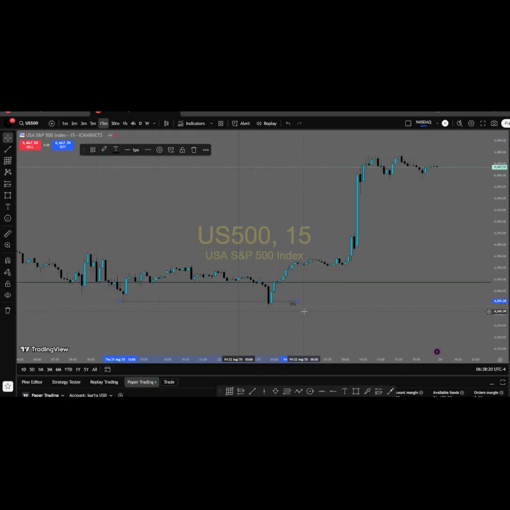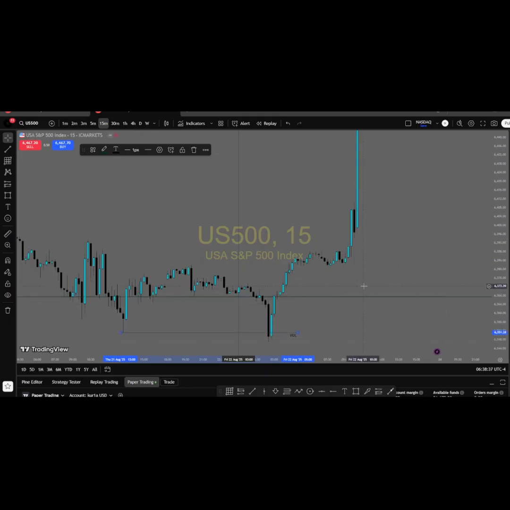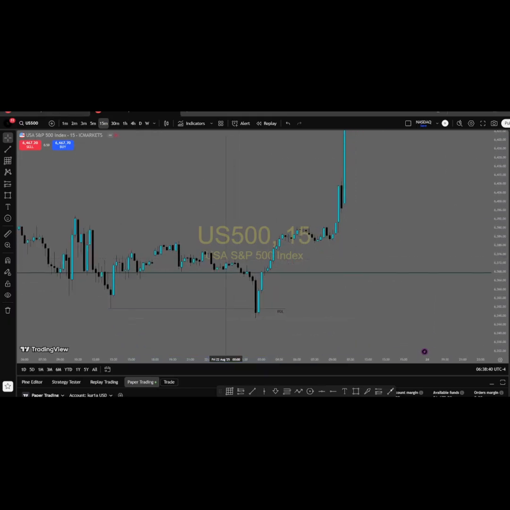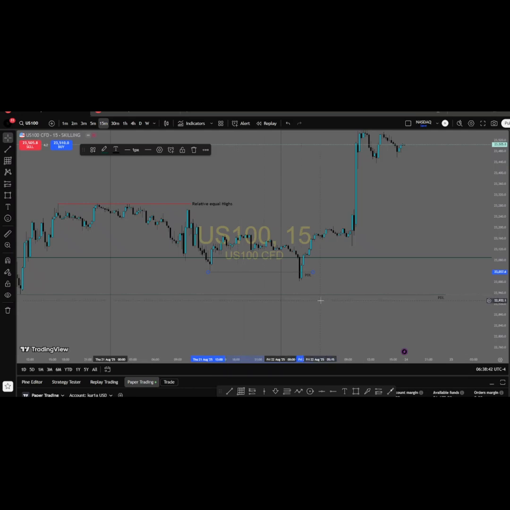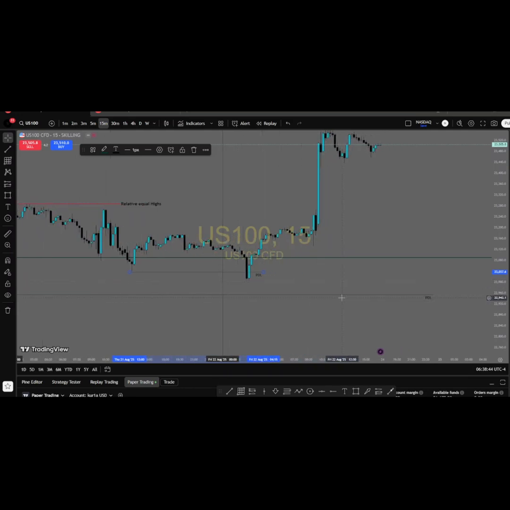It was not only a low created between 2 a.m. in the London kill zone. It was also a low that swept an important sell side liquidity, which is the previous day liquidity. So after that, if you have been listening, you know that I directly mark the last down close candle, the last set of down close candles that participated in sweeping the previous day low.